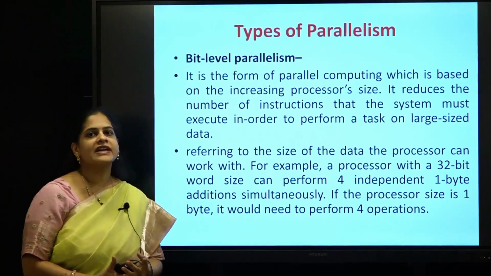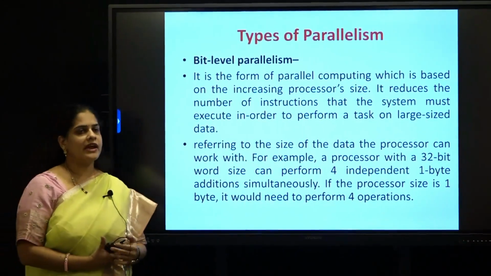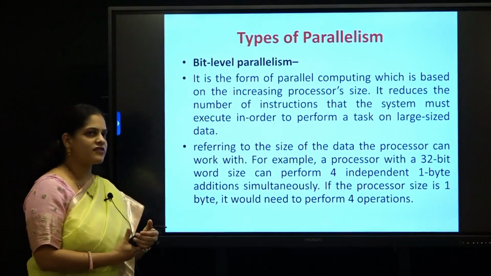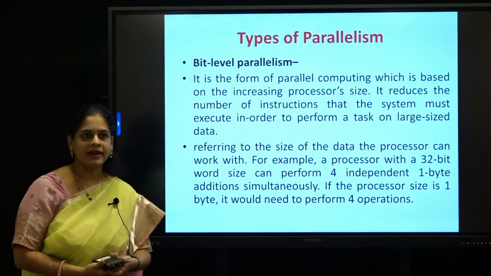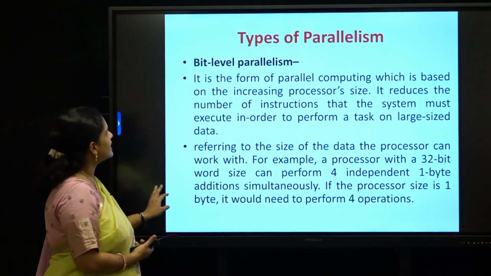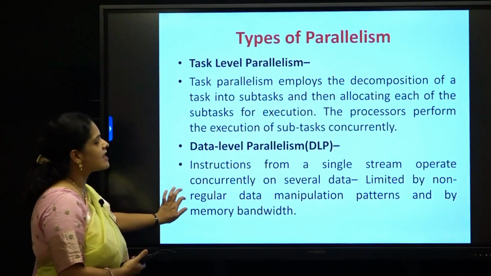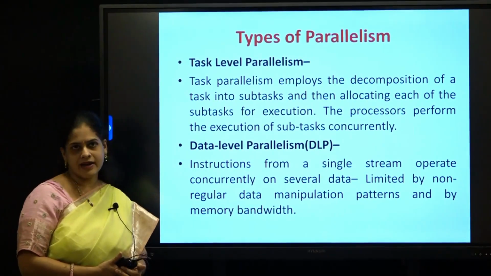So what are the different types of parallelism that are available? In general, when you implement parallelism, there are different ways it can be implemented. There are 4 types basically. One is bit level parallelism, data level parallelism, instruction level parallelism and task level parallelism.